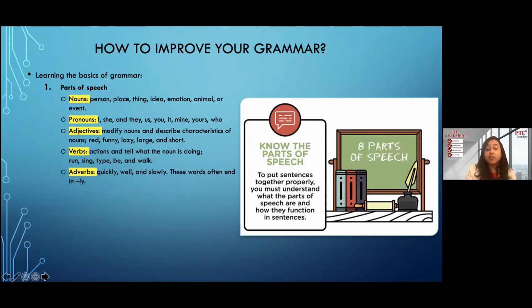Adverbs. Obviously, quickly, well, slowly. So whenever a word has ly in the end, most of the times, not all the time though, those words are adverbs.